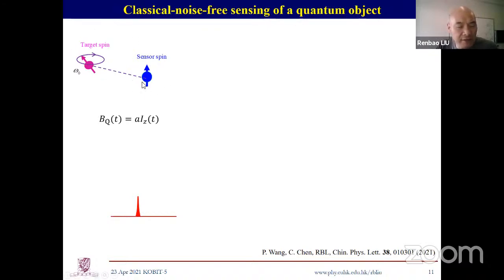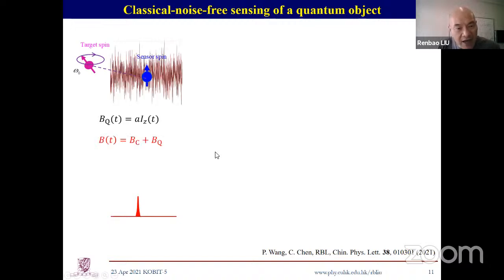In the usual sensing task, we have a sensor spin. It interacts with a target spin, which can, for example, precess in a B field with frequency omega 0. The interaction is given by an effective field for this target spin, which is just the hyperfine coupling constant A, for example, if it's an electron and nuclear spin, times the operator of this target spin. And then you look at the second order correlation function, and we'll see a peak right here, right?